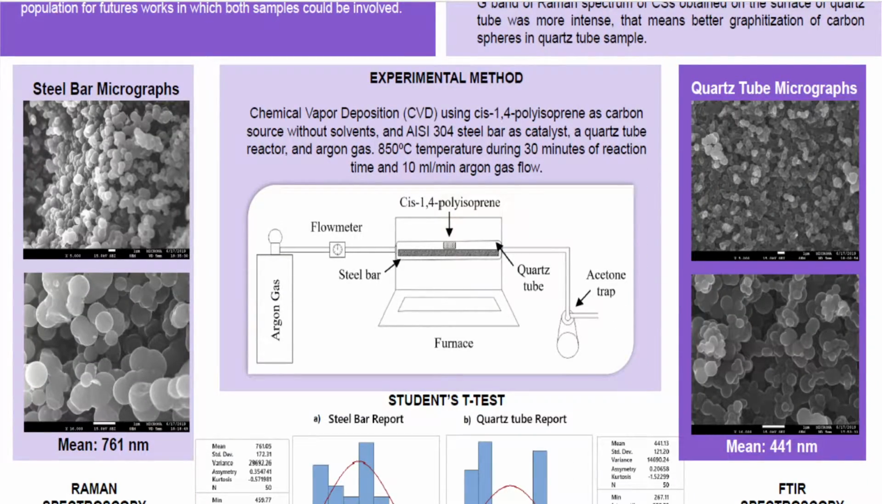In this part, we can see the different carbon spheres from both samples. One from the steel bar over here, and another from the quartz tube over here. The sample means of the diameters were 761 nanometers from the steel bar and 441 nanometers from the quartz tube sample.